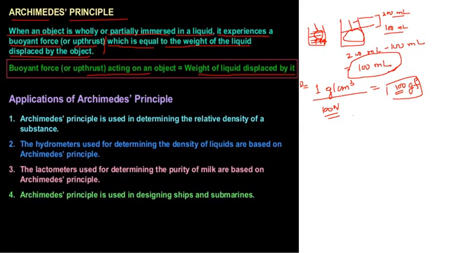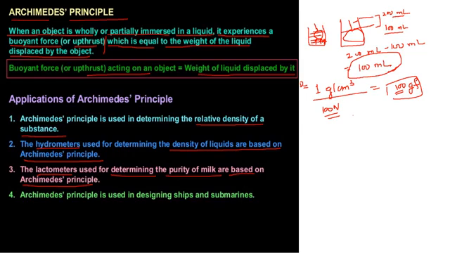Archimedes principle, there are certain applications of Archimedes principle. Archimedes principle is used in determining the relative density of a substance. Then hydrometers used for determining the density of liquids are based on Archimedes principle. Then lactometers used for determining the purity of the milk are based on Archimedes principle.